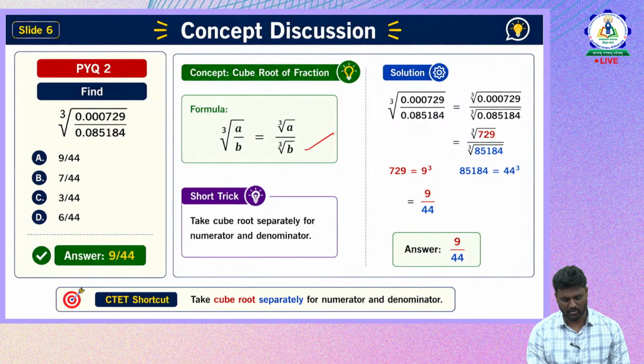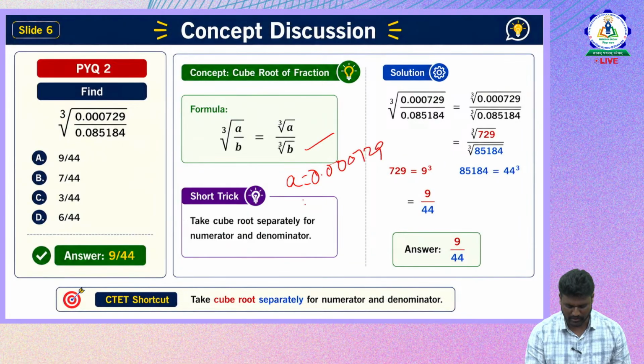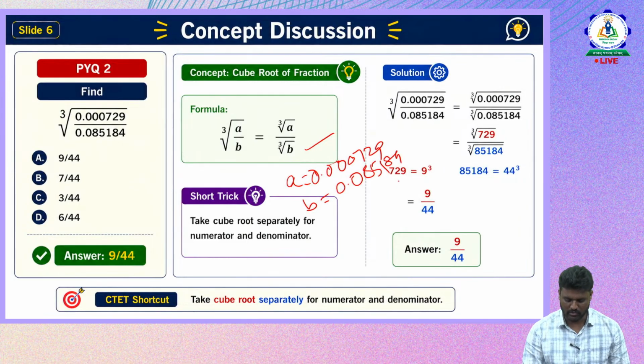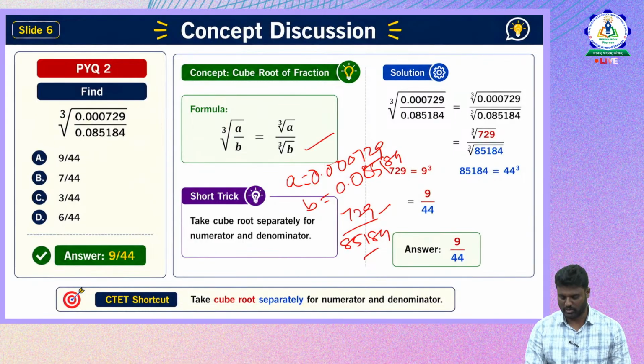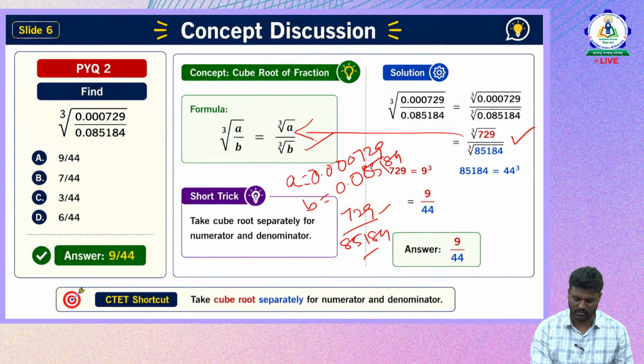Now the value of a is 0.00729, and the value of b is 0.085184. Now this is in the form of decimals. We can make it into exact numbers. How can we make it into exact numbers? We can take it as 729 and 85184. For these numbers we try to identify the cube root. So we can write it as cube root of 729 divided by cube root of 85,184.